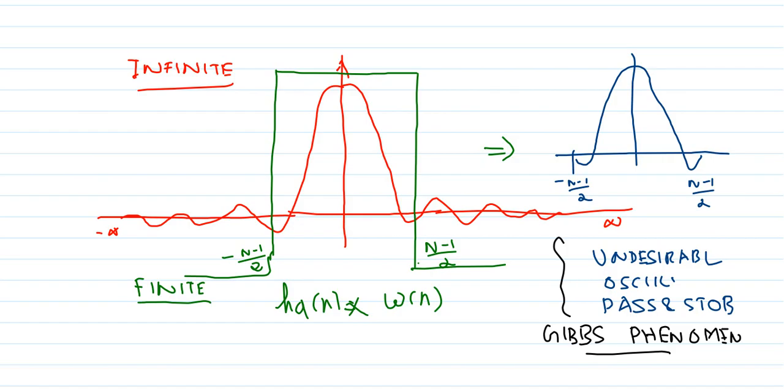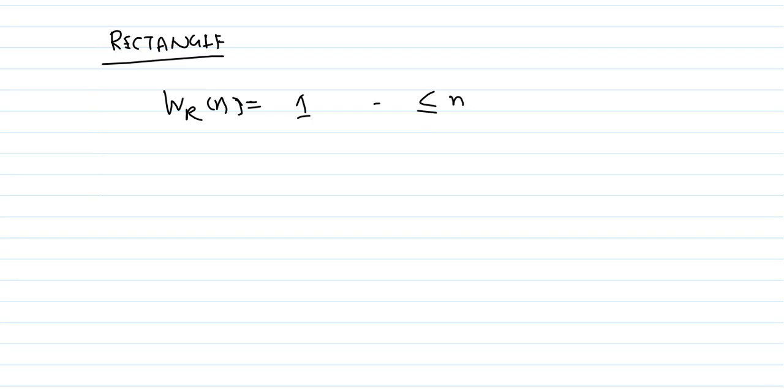If I put the rectangular window in proper equation form, the equation looks like this. WR of n is equal to 1 for the range of minus (N minus 1) by 2 to (N minus 1) by 2. It is equal to 0 otherwise, obviously.